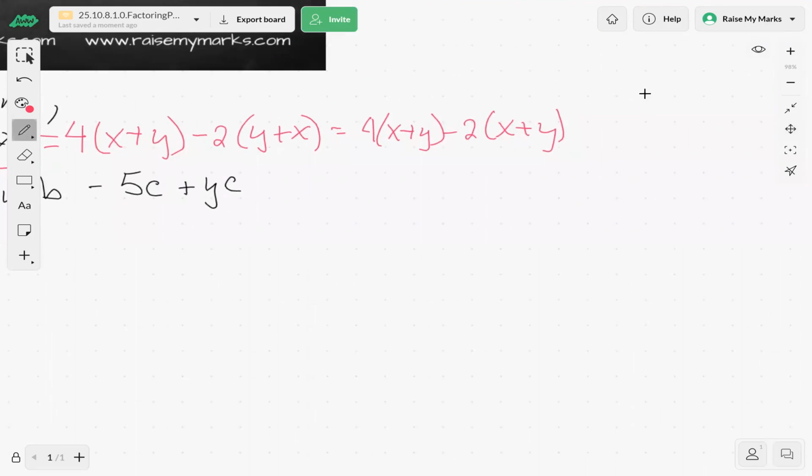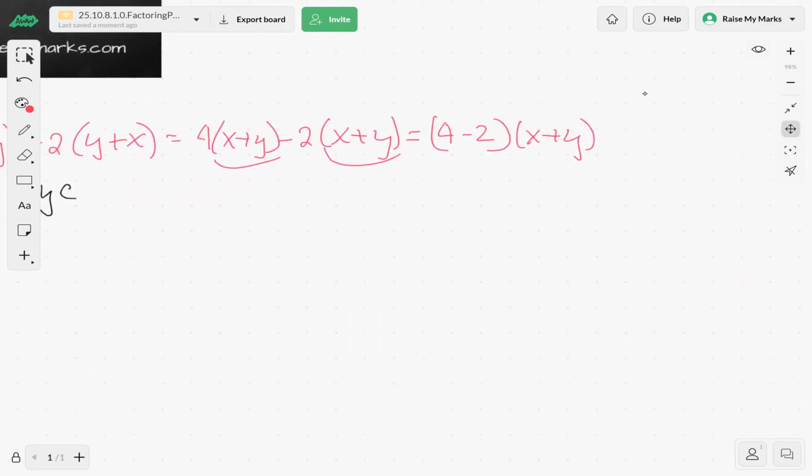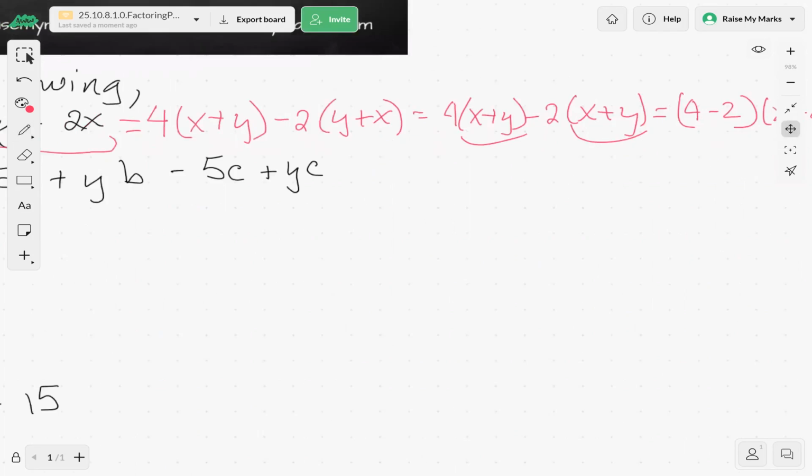So this equals, we have 4 x plus y's and negative 2 x plus y's. So we can do this: 4 minus 2 times x plus y. And this equals 2 times x plus y. This is one way to simplify.